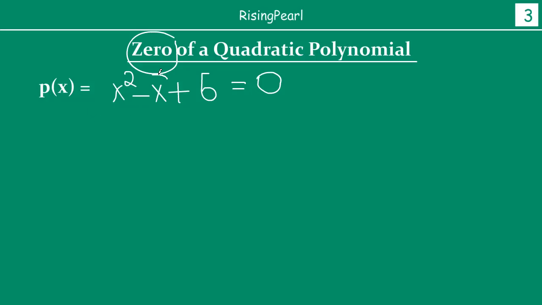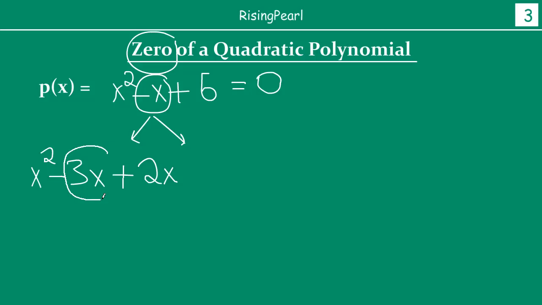Essentially I'm going to split the middle term into two separate terms, right? So this will become x squared minus 3x plus 2x. So my two terms are: this is the first term, minus 3x, and the other term is plus 2x. This should be minus, I think our equation was minus 6. Minus 6 equal to 0.